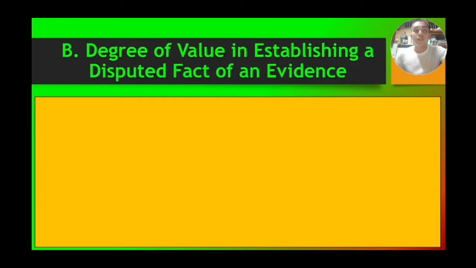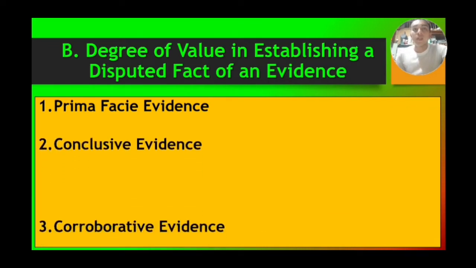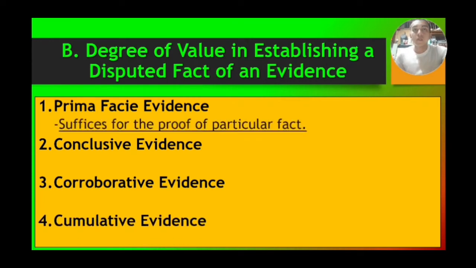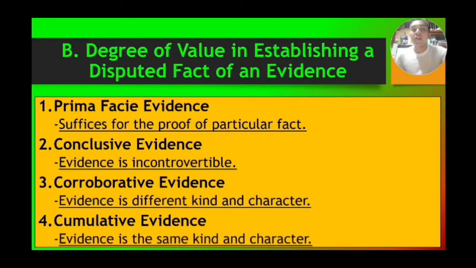Degree of value in establishing a disputed fact of an evidence. First of all, we have prima facie evidence, conclusive evidence, corroborative evidence, and cumulative evidence. Prima facie suffices for the proof of a particular fact, conclusive evidence is incontrovertible, corroborative evidence is of a different kind and character, and cumulative evidence is of the same kind and character.